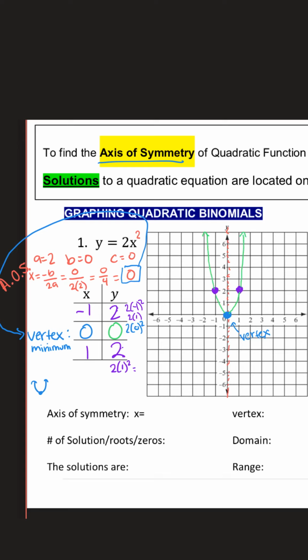Okay, so then we have this information down here that we're going to talk about. Our axis of symmetry was at x equals 0. That's what we found here. That was in blue. So our axis of symmetry was at x equals 0. Our vertex was at 0, 0. That's what we found in blue.